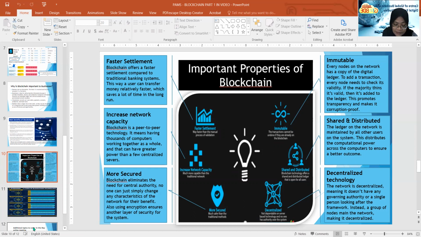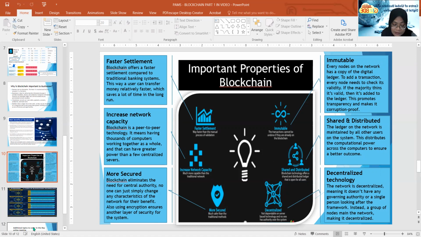Blockchain eliminates the need for central authority, no government or central banks. No one can just simply change any characteristic of the network for their own benefit. Also, using encryption ensures another layer of security for the system. The fourth one is immutable.